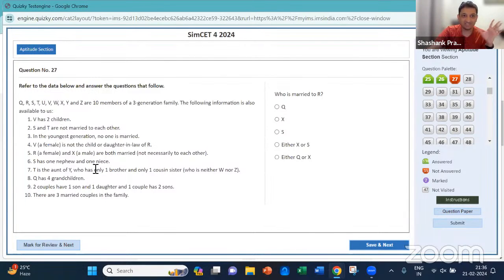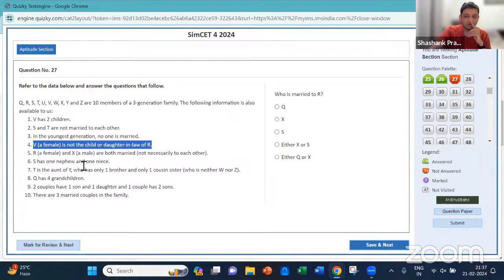B has 2 children. S and T are not married to each other. I don't like this. Okay. R is married to whom? Okay. Q, X, and S. R में Q, X, and S. V is not the child or daughter-in-law. Q has 4 grandchildren. T is the aunt of Y.